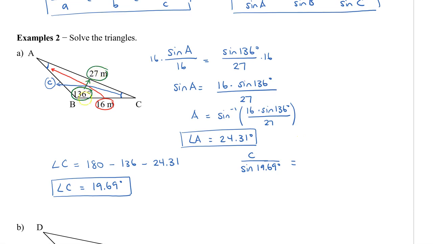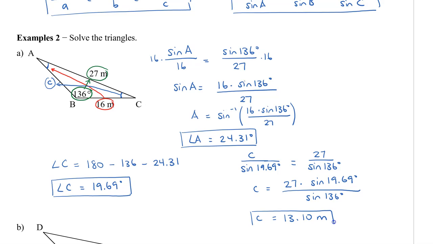Now I'm going to use the same green one that I've circled here because those ones I already know. So that equals 27 divided by sine 136 degrees. And I'm going to multiply both sides by sine 19.69. So I get 27 times sine 19.69 degrees, all divided by sine 136 degrees. And then c, little c, is equal to 13.10, and that's going to be in meters. So to find little c, you simply have to type all of this in. You don't have to activate any inverse button, but just say 27 times sine of 19.69, and then divided by sine 136, and then press your equal sign.